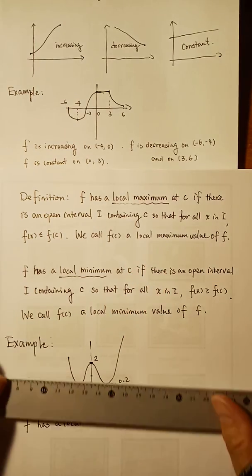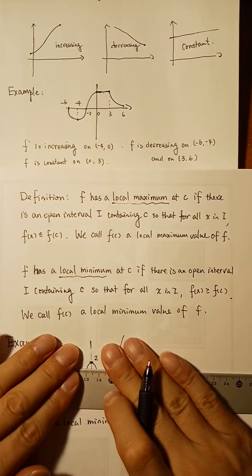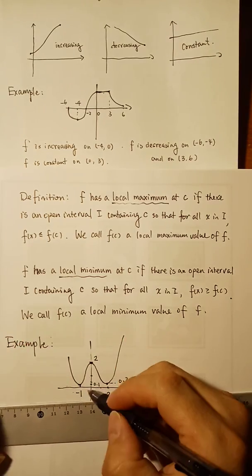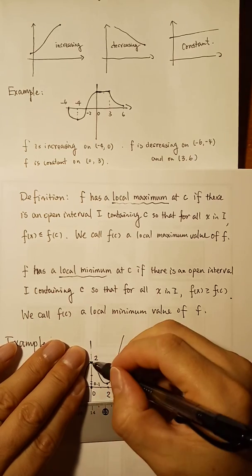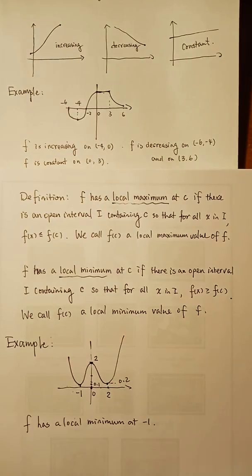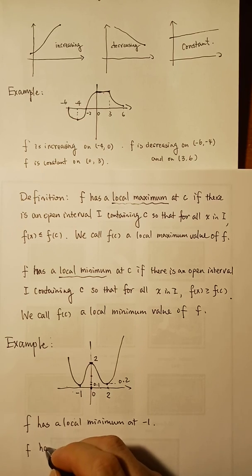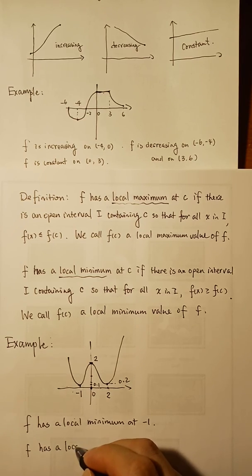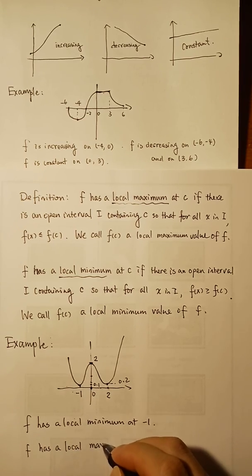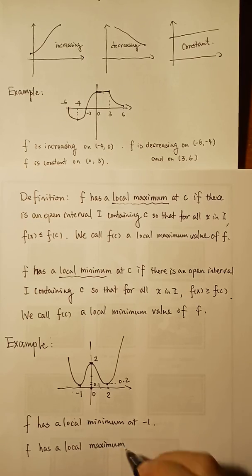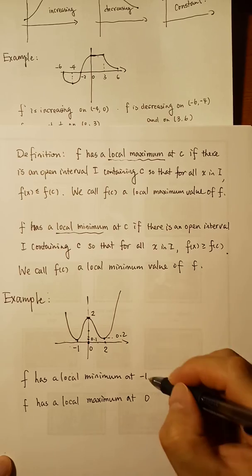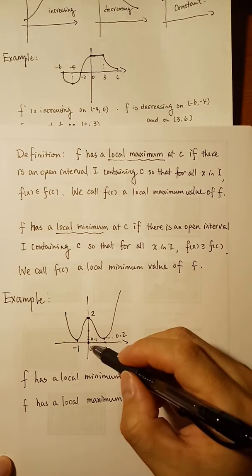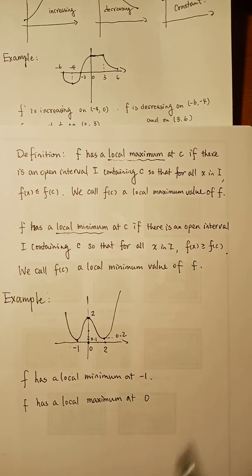And if you check this part a little bit at 0, you see, when we say it's 0 here, at 0, 2 is the highest point. So f has a local maximum at 0. Negative 1 and 0 are the x coordinates.